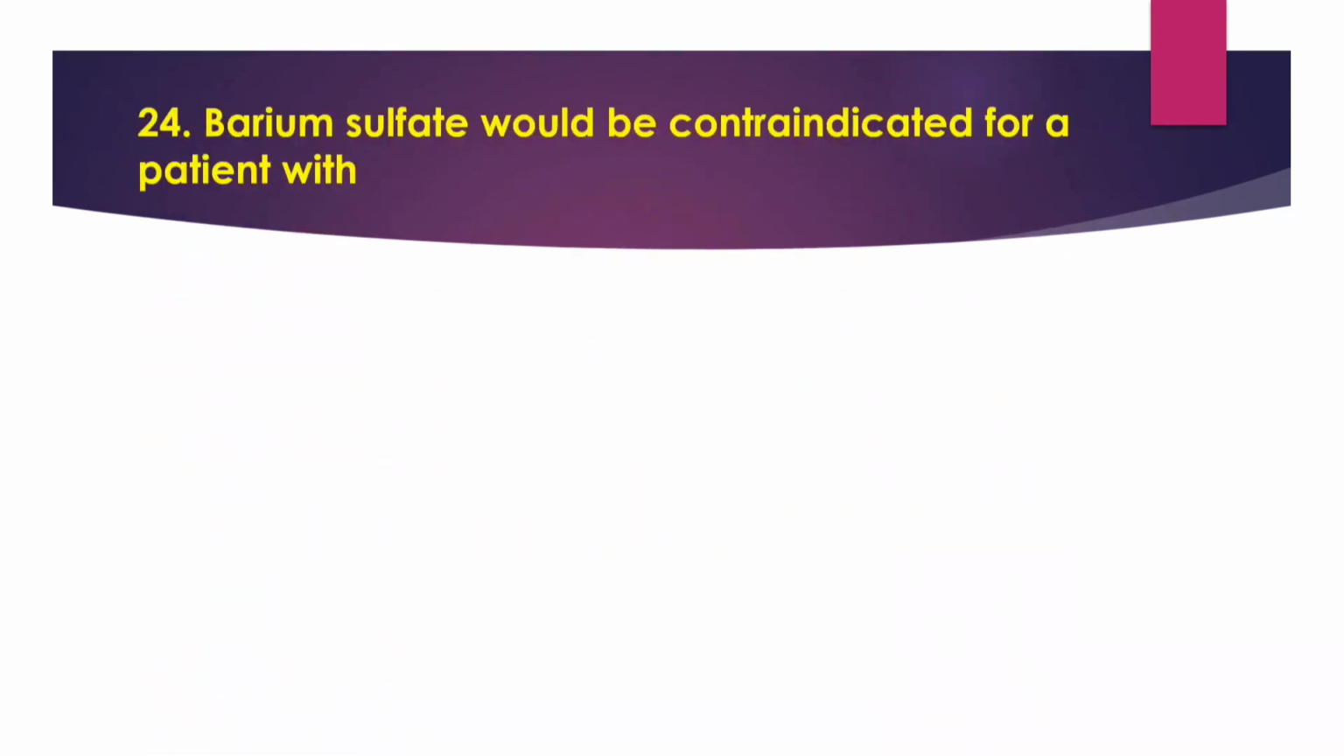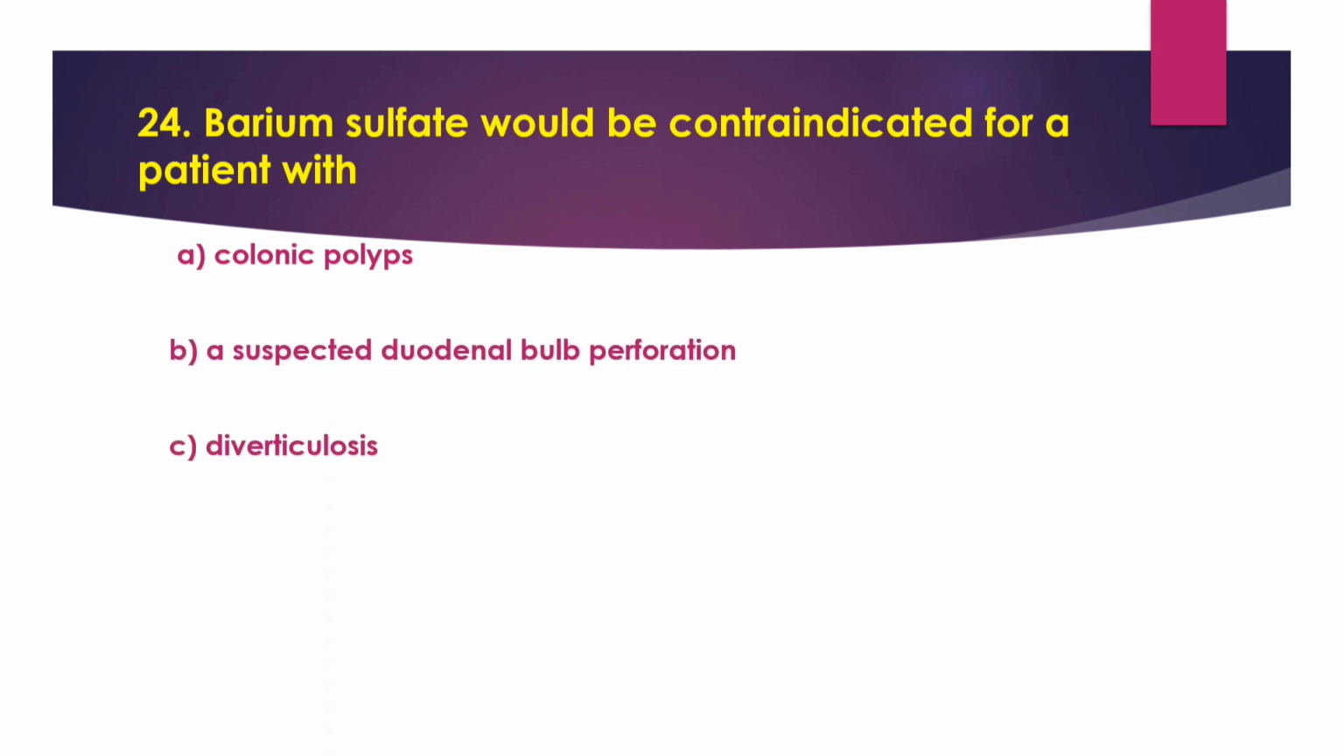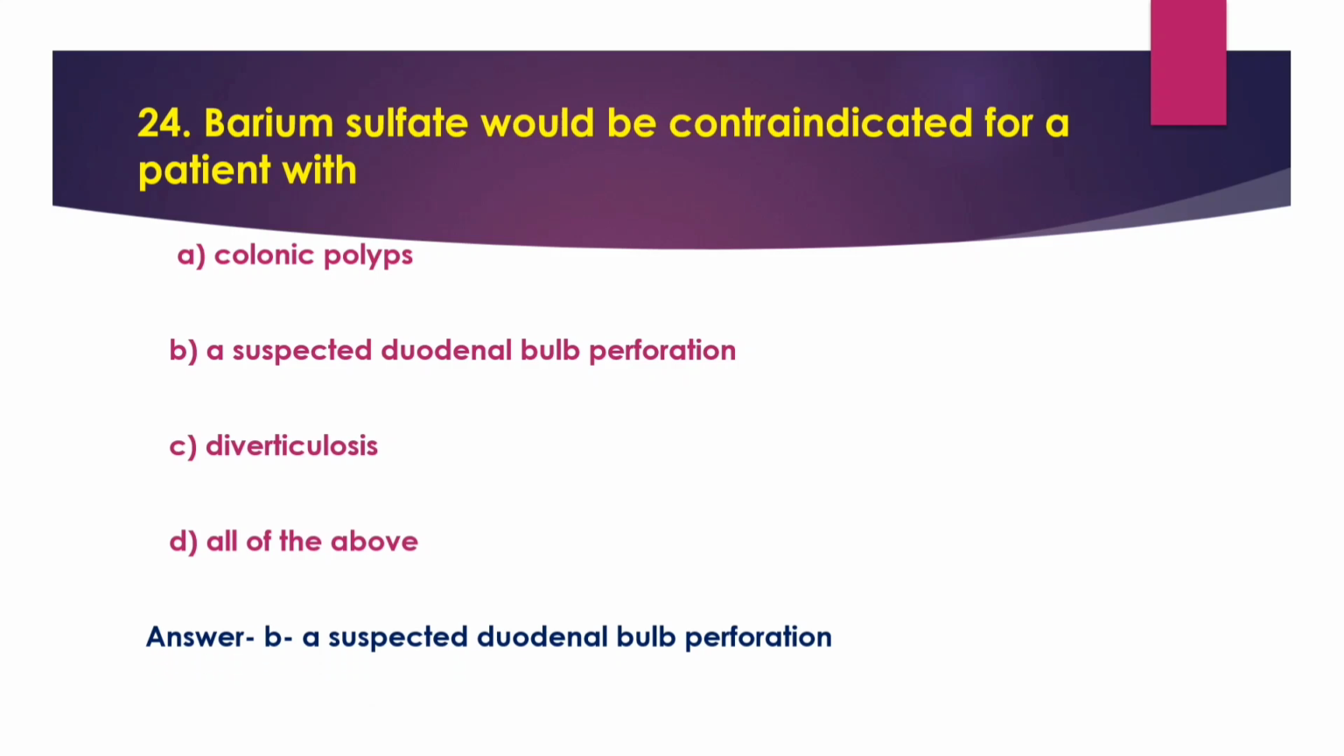Barium sulfate should be contraindicated for a patient with option A, colonic polyps, option B, a suspected duodenal bulb perforation, option C, diverticulosis, and option D, all of the above. The answer is option B, a suspected duodenal bulb perforation. Perforation means hole.